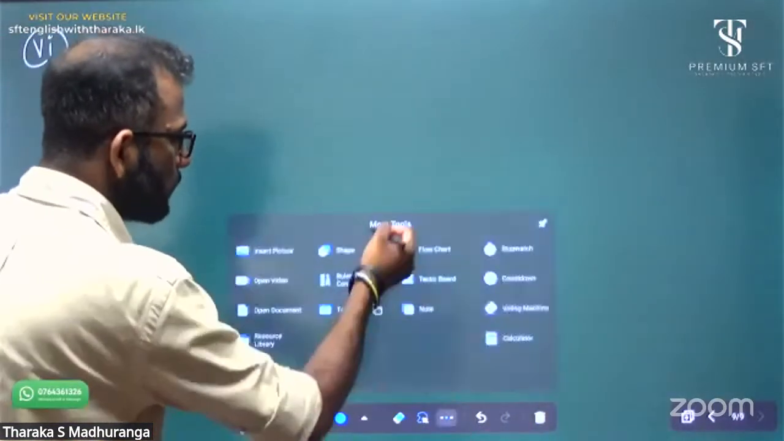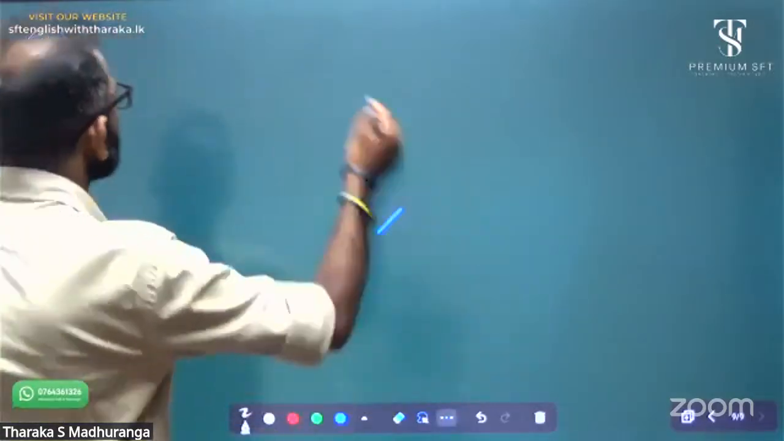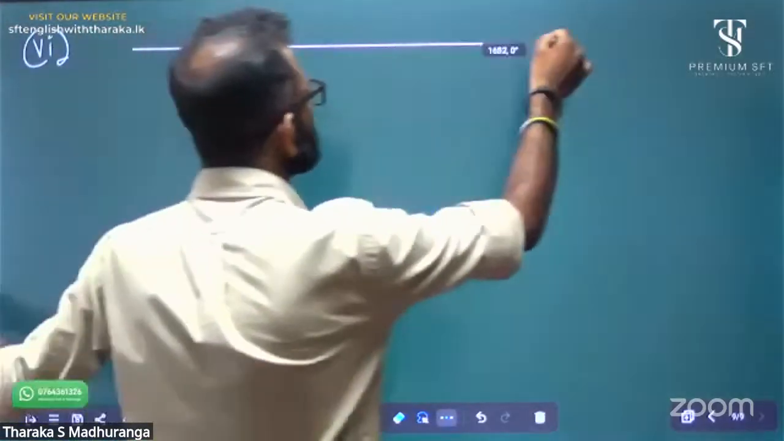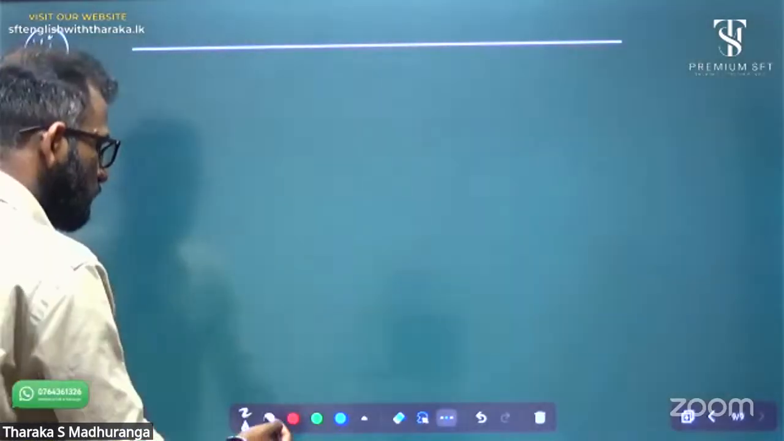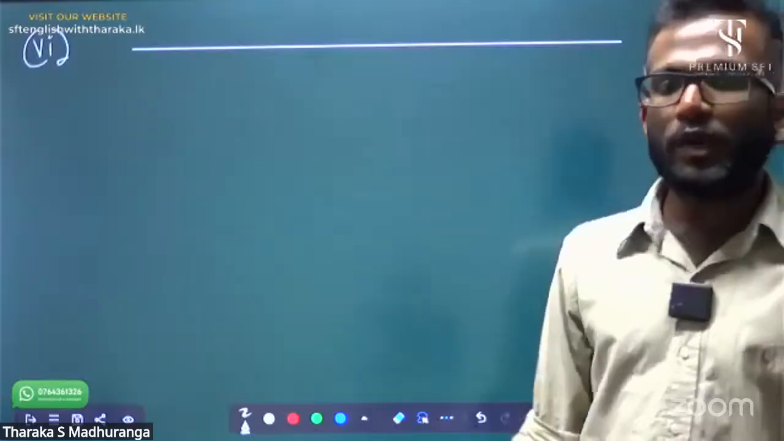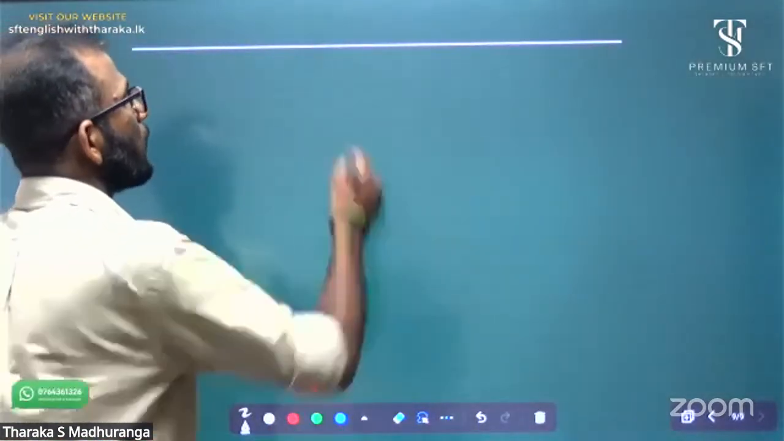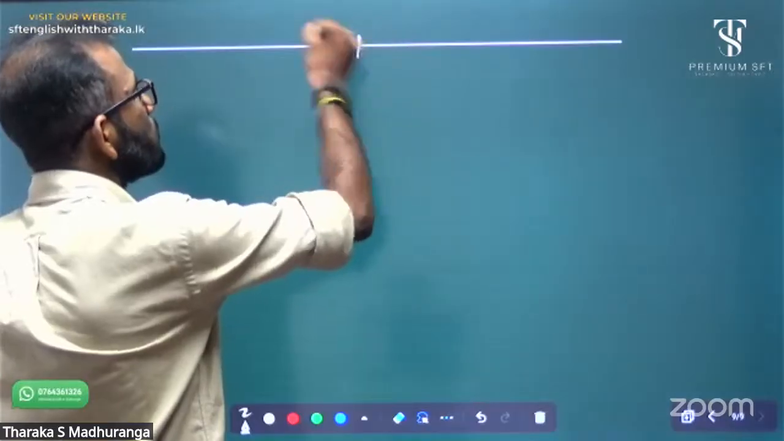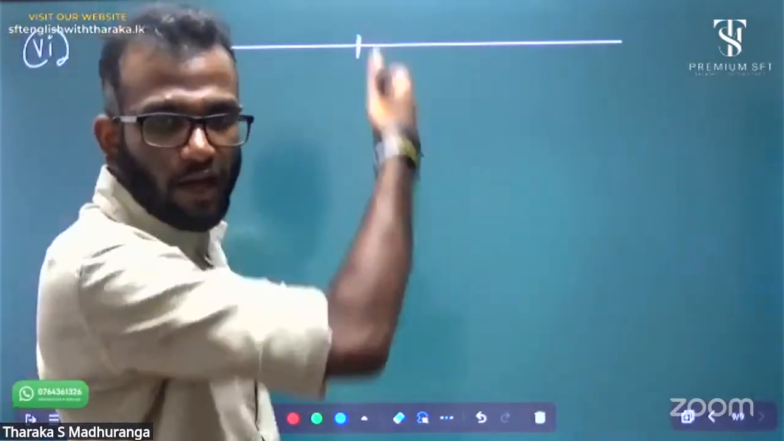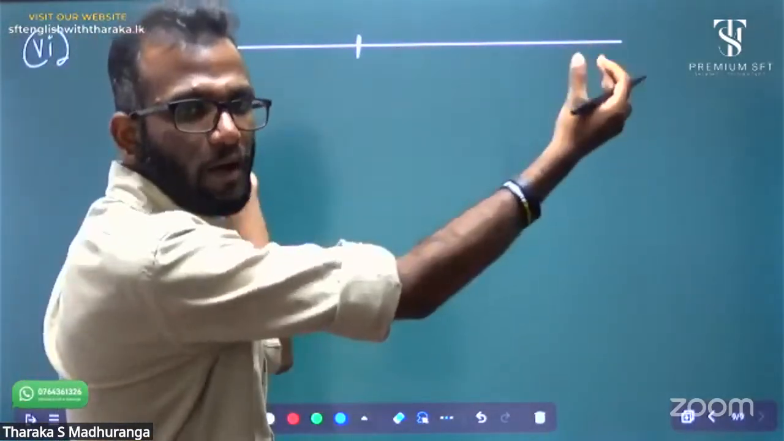I have a row or string like this. Now it is a string. I just want to cut this string into two identical parts, two same size parts. Then I can cut. This is a center point. I can cut, then I get two parts.